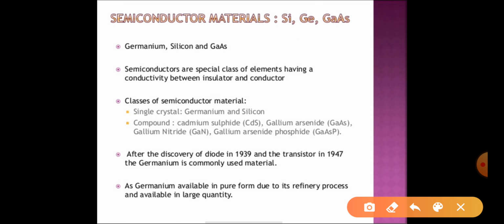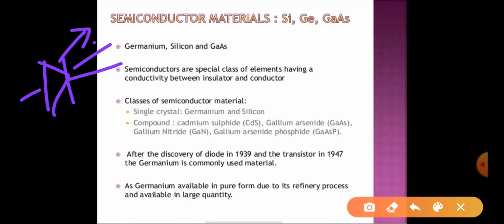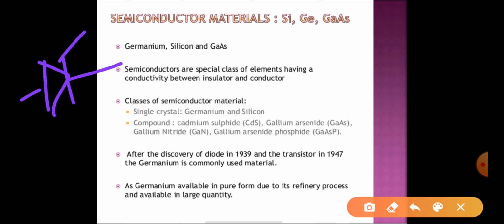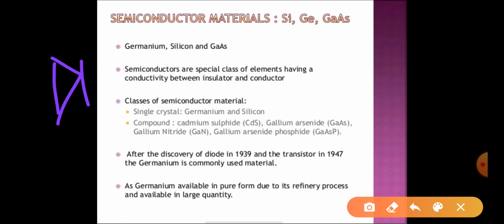So have you heard about this device? The symbol is like this one, a diode, and if I draw this one, this is called an LED. Everybody's mobile has a torch that is made up of LEDs. This is the symbol of it. It is made up of some kind of material that is compound semiconductors.